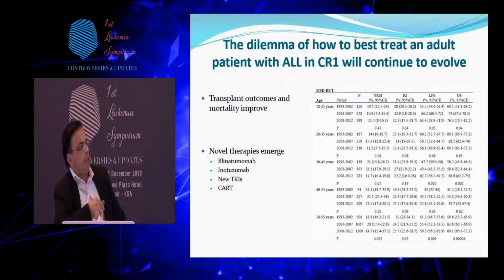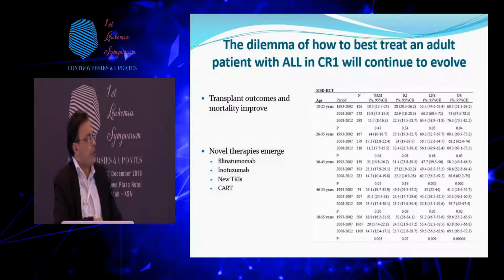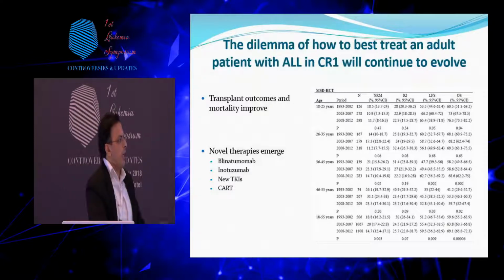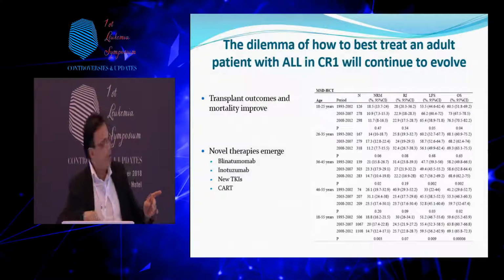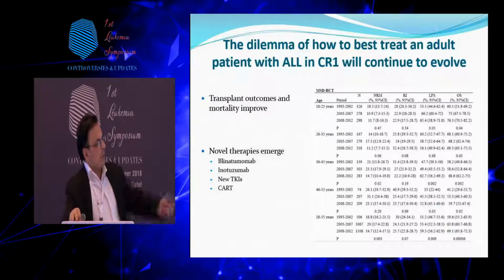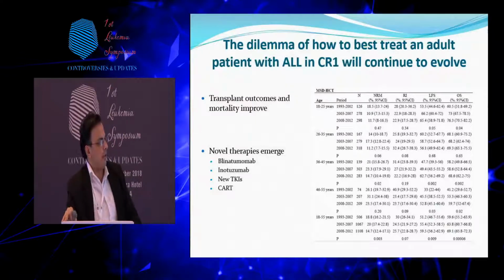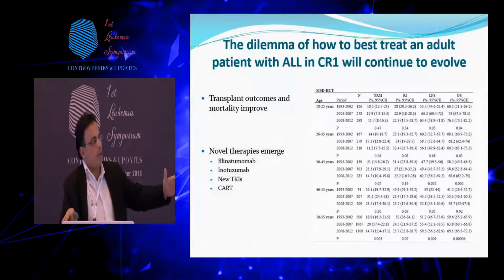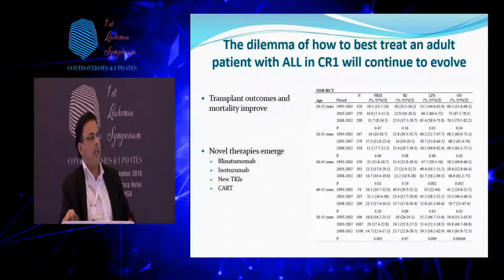Now, the dilemma of how to consolidate an adult patient in CR1 will continue to evolve. This is because we have novel therapies, as you can see here: blinatumomab, inotuzumab, TKIs, CAR T cells. And on the other hand, transplant is improving. If you look at the bottom line, this is EBMT collected data on about 3,000 patients. They went back through their database and saw what happened over the years for people transplanted for ALL in CR1.